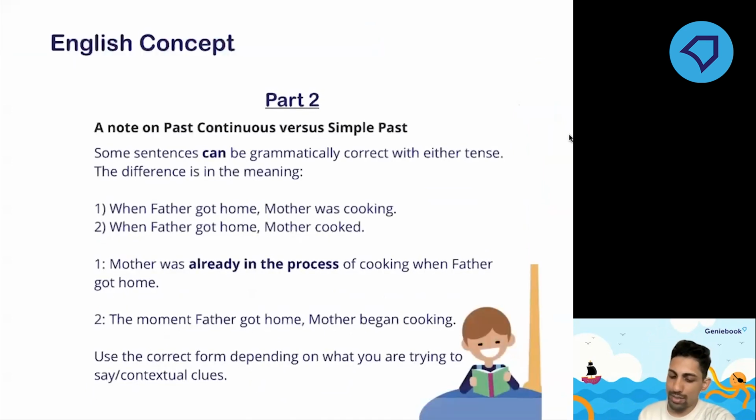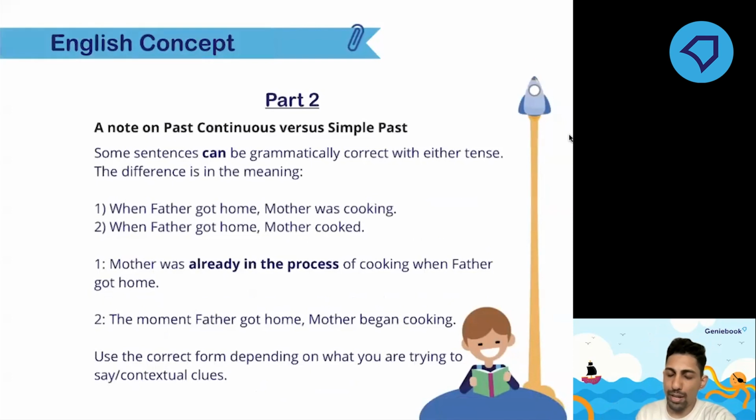Okay, so let's look at the past continuous versus the simple past, because some sentences can have both tenses, but the meaning will be different. So if you look at the first sentence, when father got home, mother was cooking. The explanation is here, but let me act it out. Let's say I'm mother, I'm cooking. La di da di da di da. Ding dong. Oh hi. Father just got home. See, mother was cooking. Already in the process.